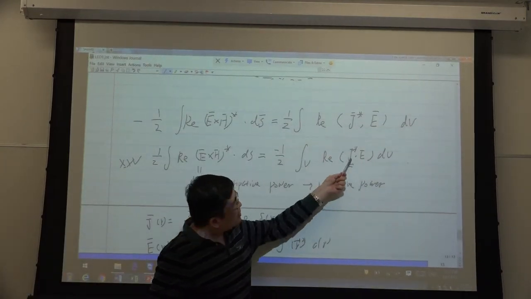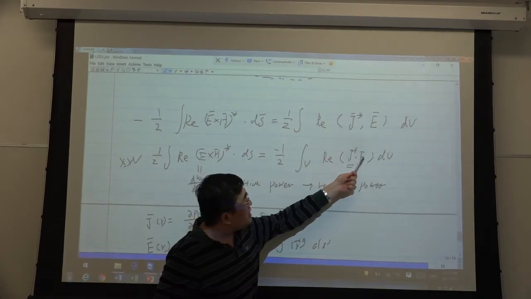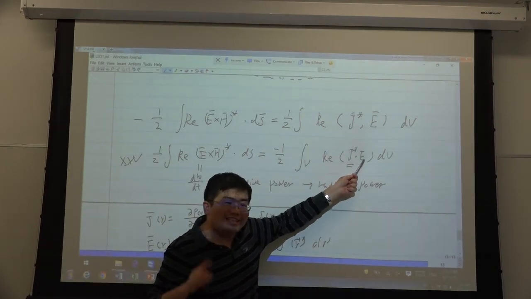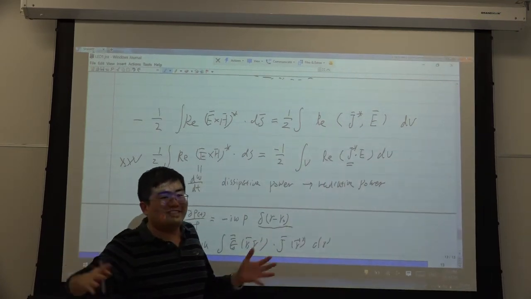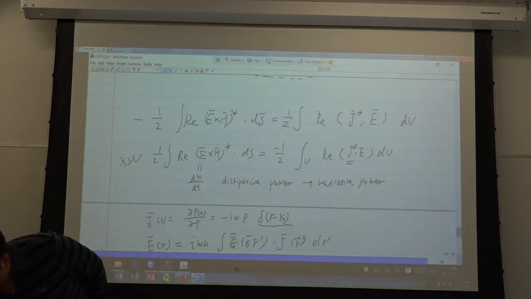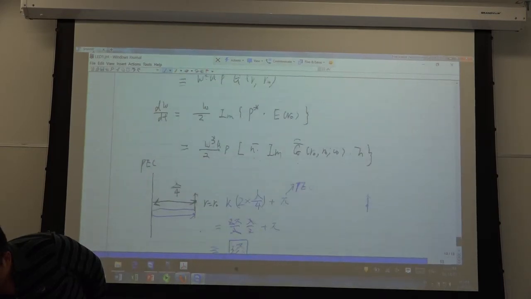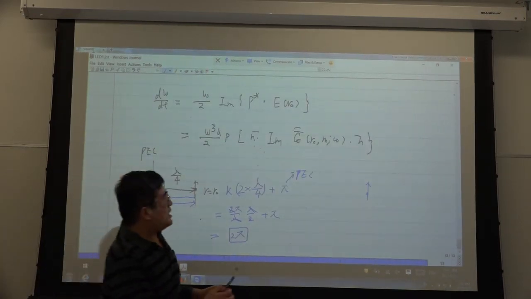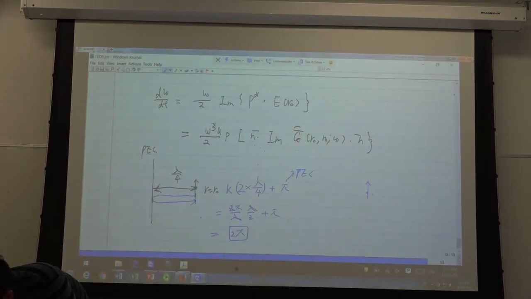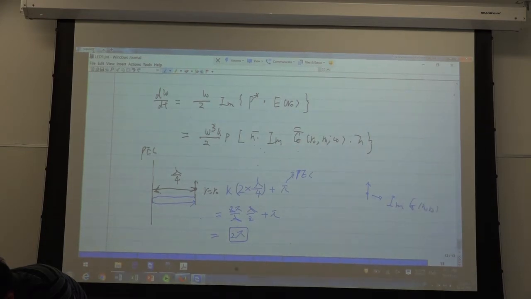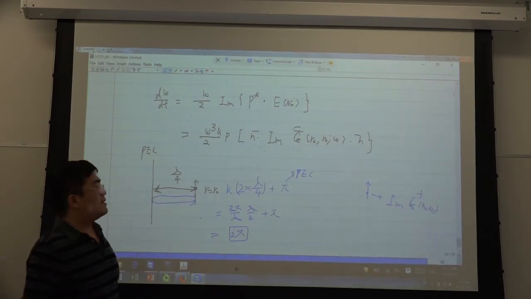Due to this integral. Because J has a delta function, the E only has contribution from the delta function at this location. And the E also connects to the Green function. So this is the reason. This is similar to the imaginary part of the Green function at R0. We call it free space.